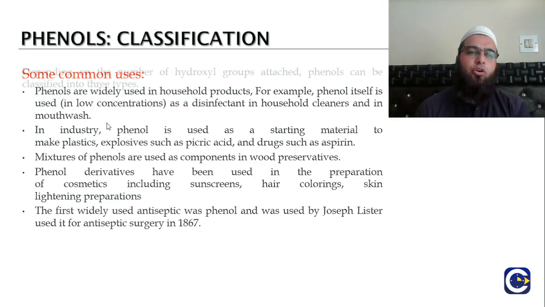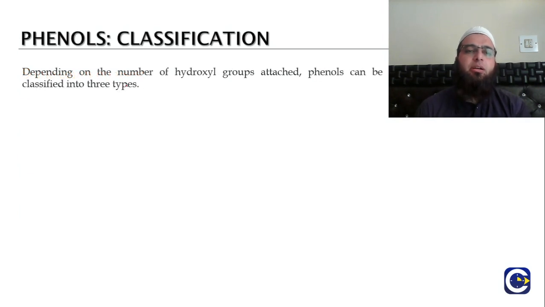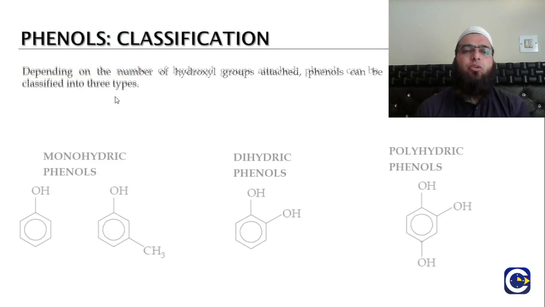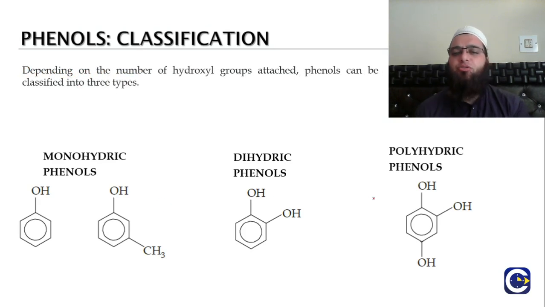overview of the phenols. If we try to classify the phenols, we have basically three types. We can have monohydric phenols, in which we have one hydroxyl group. We can have different types of products in this class. We can have dihydric, we can have trihydric. This is the simple classification. We don't need to go into detail of these.